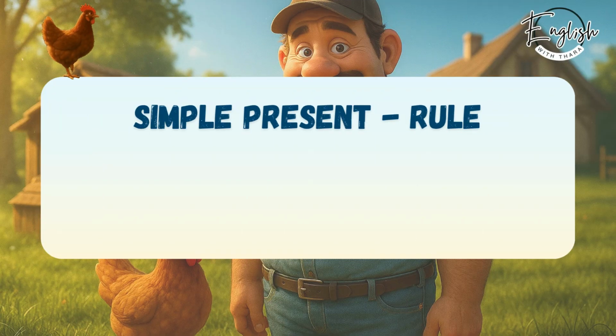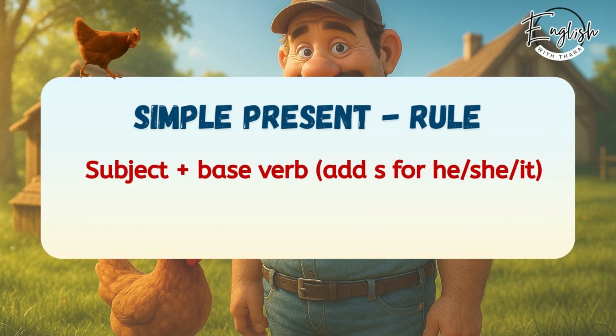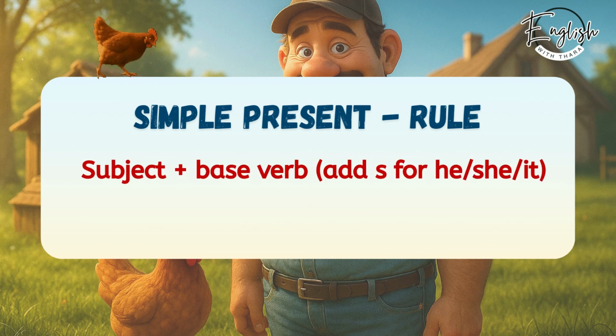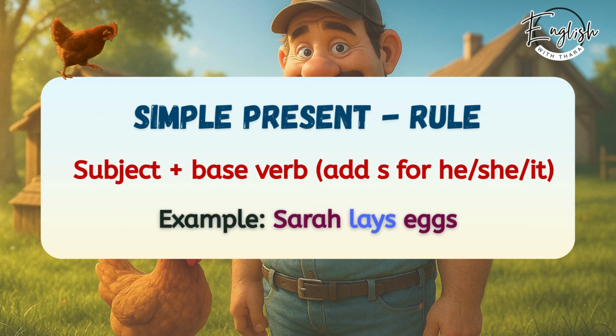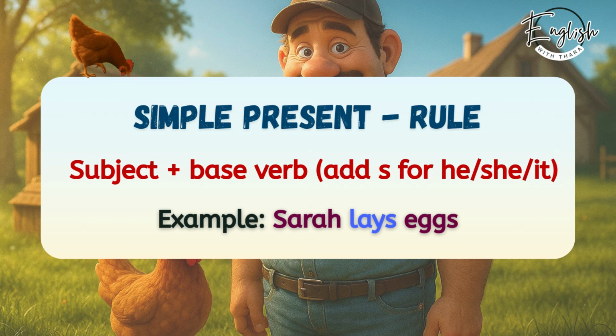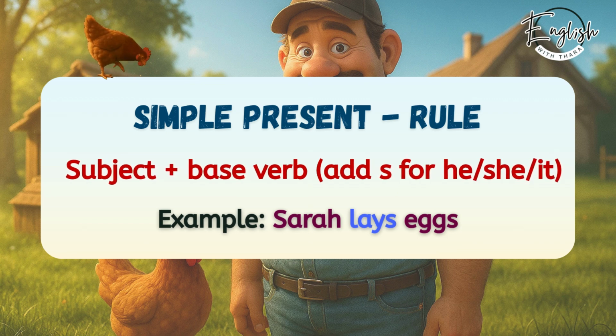Now let's look at the rule for the simple present. We use subject plus the base verb, and we add s for he, she, or it. For example, Sarah lays eggs. This shows a regular action she does.